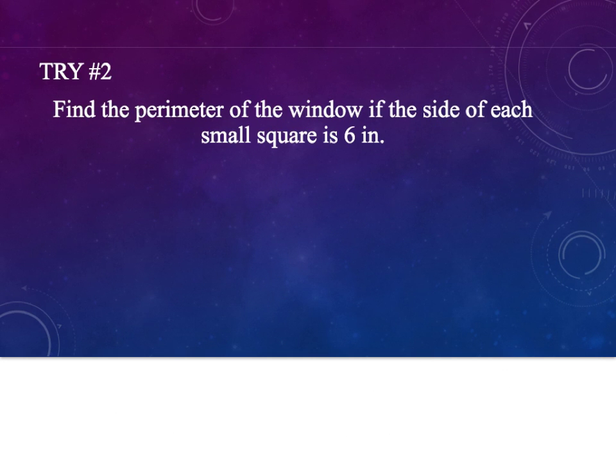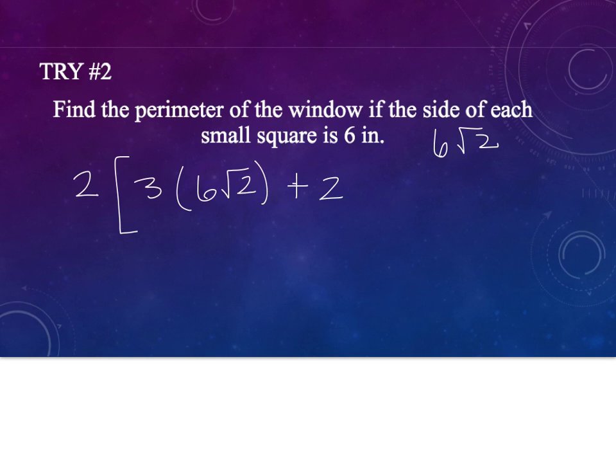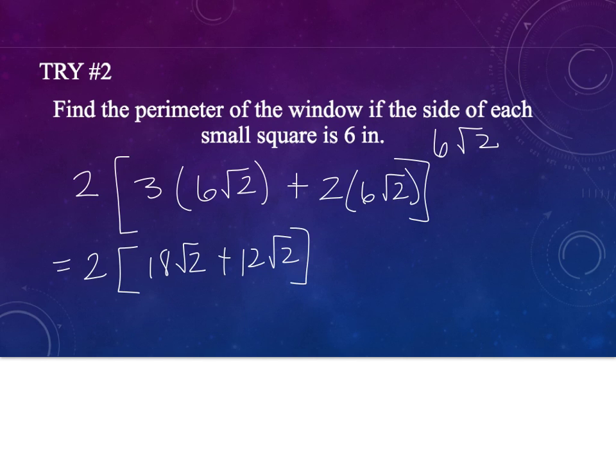So again, we do the same thing if it's 6. All right, so I can pretty much tell you that those diagonals would be 6 square root of 2. Just like we had in the other one, we're going to have to say 2 times this whole thing. So there were 3 that were 6 square root of 2, and then there were 2 that were 6 square root of 2. So that would give us 2 times 18 square root of 2 plus 12 square root of 2, which is really 2 times 30 square root of 2, which is really 60 square root of 2 inches.